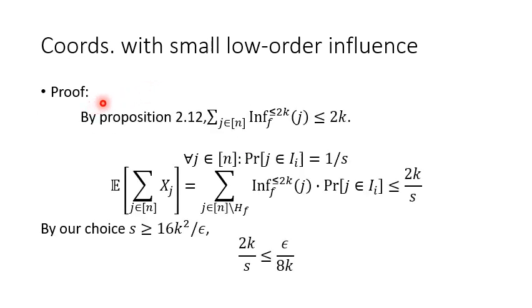Now, by proposition 2.12 that we've seen earlier, this sum will be smaller or equal to 2k. Now, for every coordinate, the probability that it will be sent to the part I is 1 over s, because coordinates are sent uniformly to the parts. Now we can take this expectation and push the expectation in, because of linearity of expectation, into the sum.